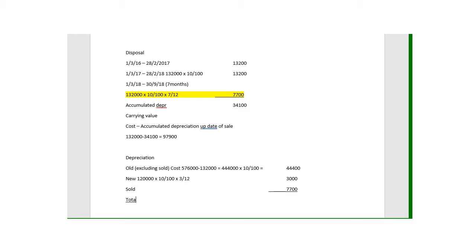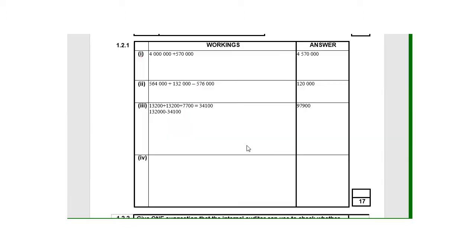So the total depreciation for the year is then those three together. Let's just put it in like that. And that is 55,100. So my total depreciation for the year is 55,100. So I must just show how I did my calculations.